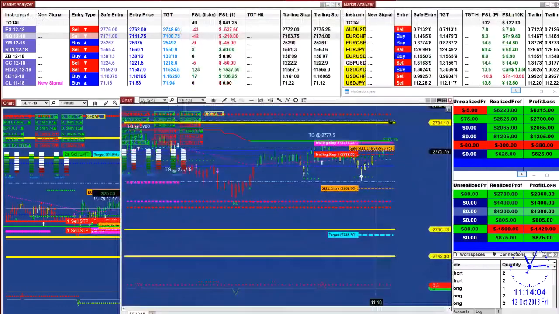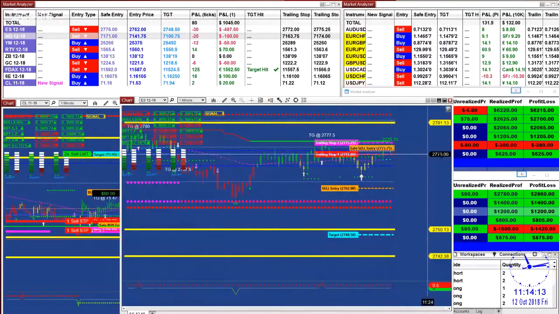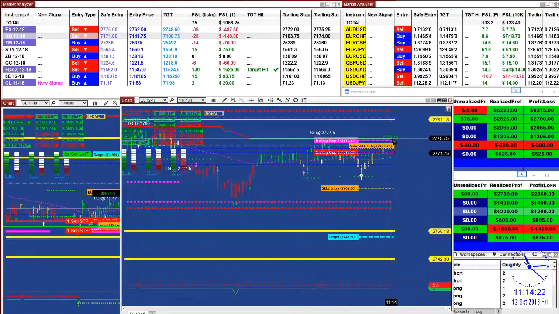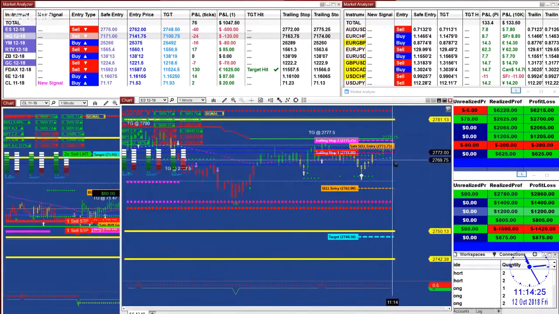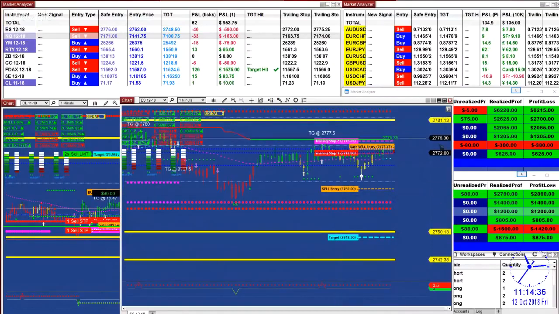On the ES, anything below the 75 exactly, I will not take any long right now. Be careful with going long in this direction, folks. There is a resistance, and there is a double resistance, and this one here is gonna drive you crazy. So if you are thinking about going long on the ES, do not do that before it closes above the 275.